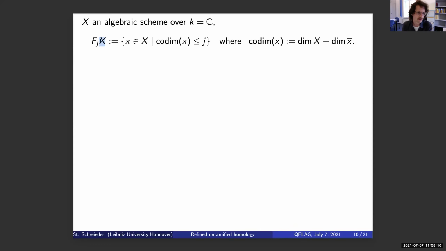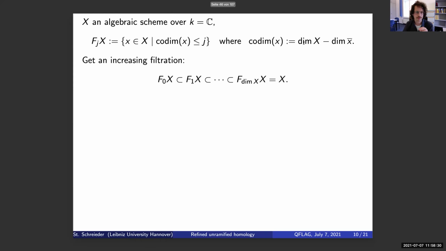So F^j(X) are all points in X that have codimension less or equal j. And here the codimension, what I mean by this is the dimension of big X minus the dimension of the closure of little x. So it's not the local codimension of X, but it's this formal thing. There wouldn't be any difference if X is equidimensional, but in general, maybe there is a difference. It doesn't matter too much. So we look at all points that have codimension less or equal than j.